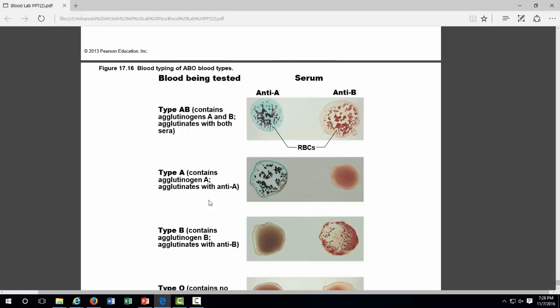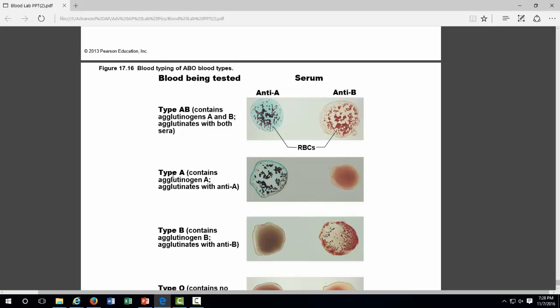But here, this person is type A. So we know they have A antigen on their red blood cells. So when I add serum with A antibodies in it, it's going to clump. But if they're type A and they have A antigen on their red blood cells, and I add antibody B, we know that's not going to react because there's no B antigen because they're type A. So just keep in mind that the blood type that you are tells us what's on your red blood cells. Okay, so type A, A antigen on the red blood cell.